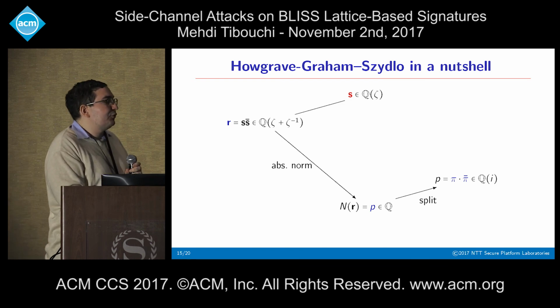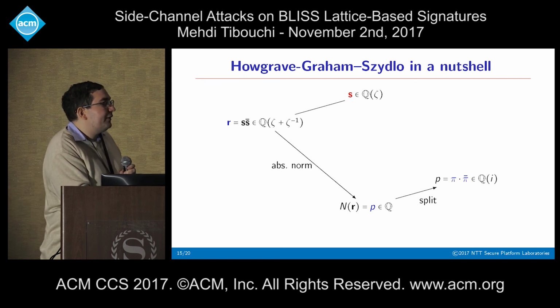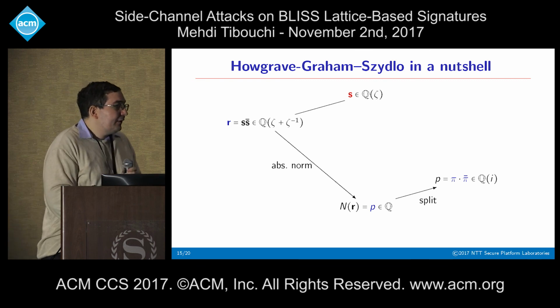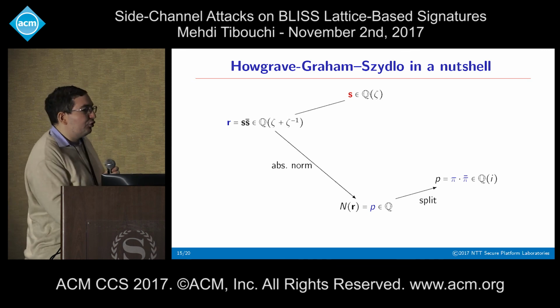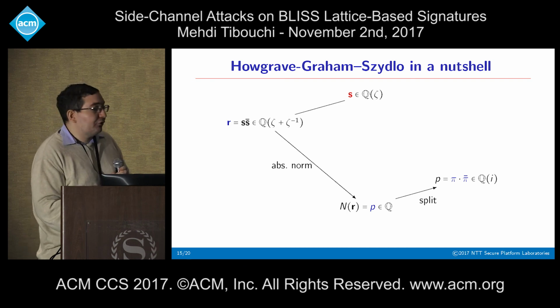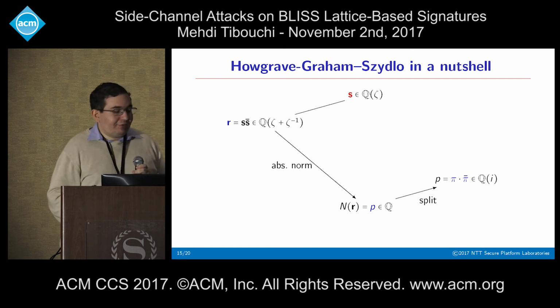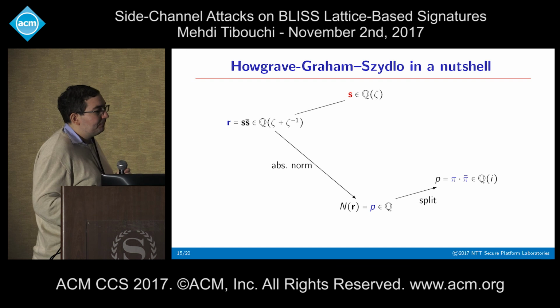So it looks like this. You start with this secret S, and what you know is the product S S bar. This lives in a subfield, the so-called totally real subfield inside this cyclotomic field. What you first do is, from this element R, you map it to an integer, called the absolute norm, the algebraic norm of this element R. Let's say, for example, that this algebraic norm is a prime. This happens with significant probability.